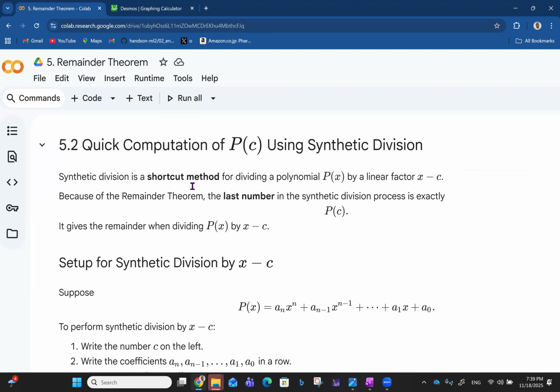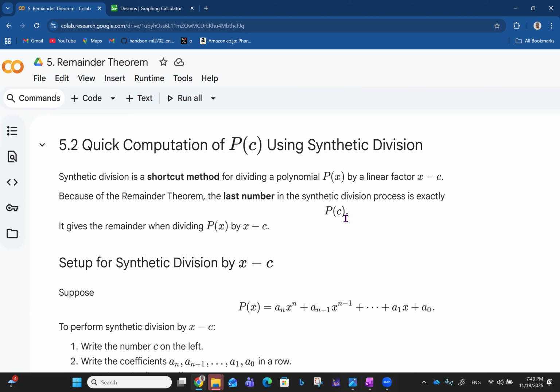So let's talk about quick computation of p of c using synthetic division. Synthetic division is a shortcut method for dividing a polynomial p of x by a linear factor x minus c. We already talked about this in the video about polynomial division. Because of the remainder theorem, the last number in the synthetic division process is exactly p of c. So in synthetic division, the last number you have is the remainder, and in long division too, the last number you have is the remainder.